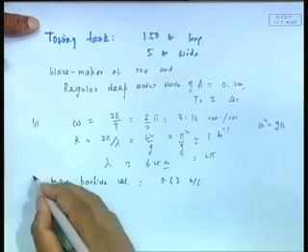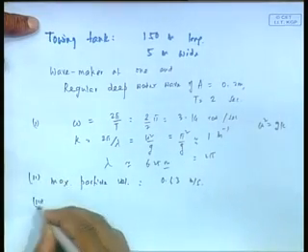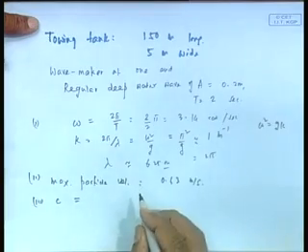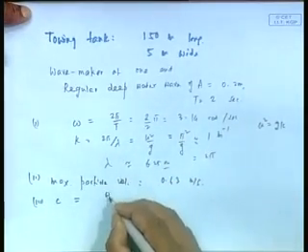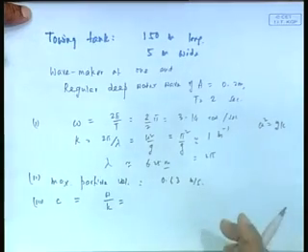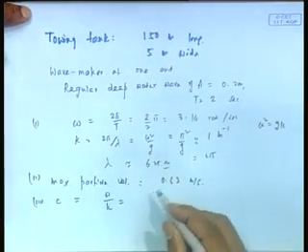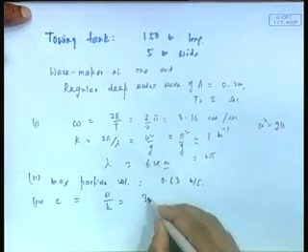Now, what is celerity? C is going to be omega by k. How much does it come to be? It comes to 3.12 meter per second. Okay.